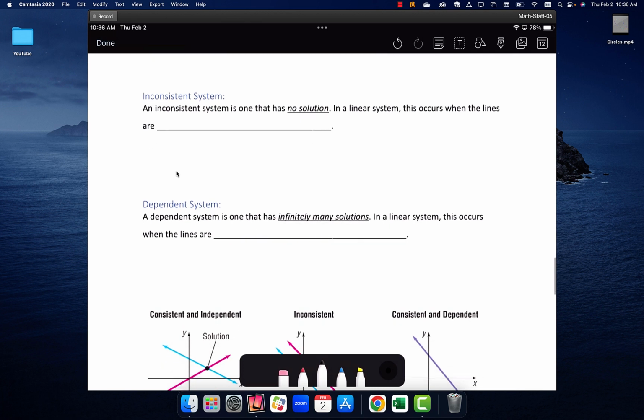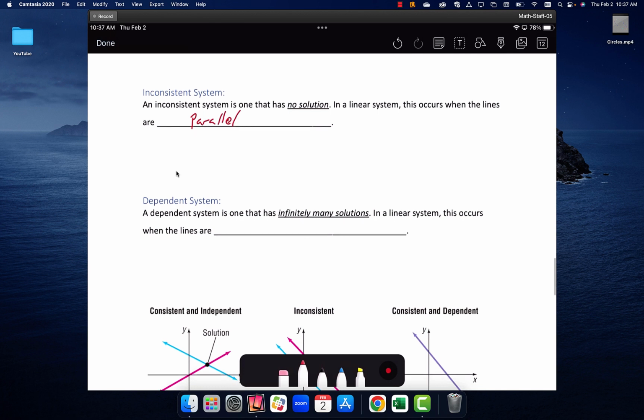Next, we're going to see some special situations when solving. First of those is an inconsistent system. An inconsistent system is one that has no solution. In a linear system, this occurs when lines are parallel. Picture parallel lines. They never intersect. So if you have parallel lines that never intersect, there's no solution to that system because they never cross.